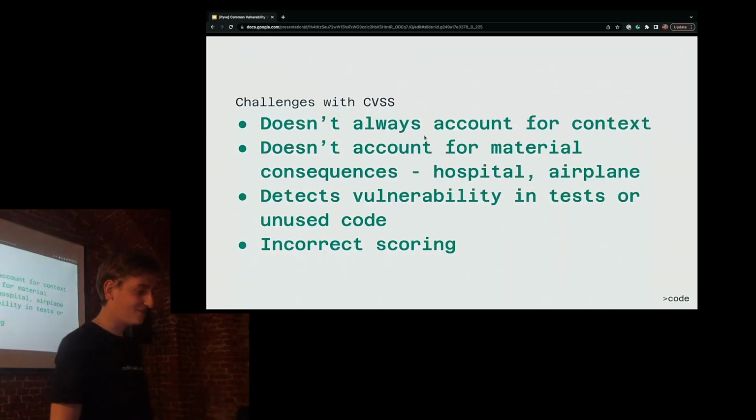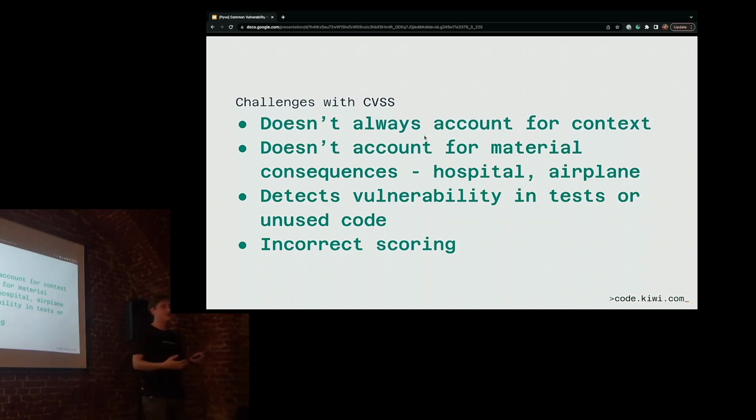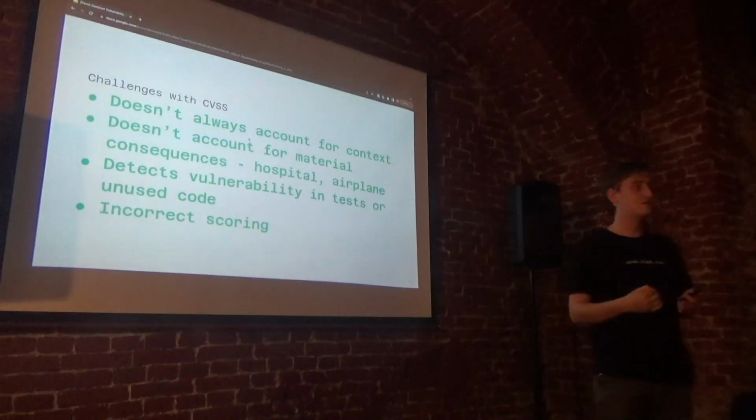So I will end with the challenges with CVSS, which I already started. It doesn't always account for context. It just focuses on the single vulnerability and doesn't look around, which can produce incorrect or not very good data. More importantly, it doesn't account for material consequences. So if the vulnerability is in a program that downloads XKCD images, it's not that bad compared to when it flies an airplane or when it's used in a hospital. So this is not good in this way.